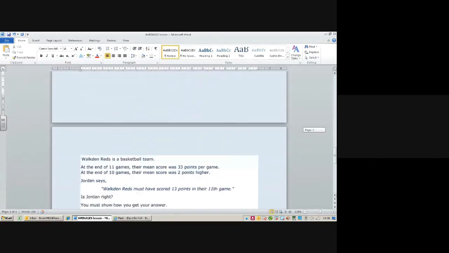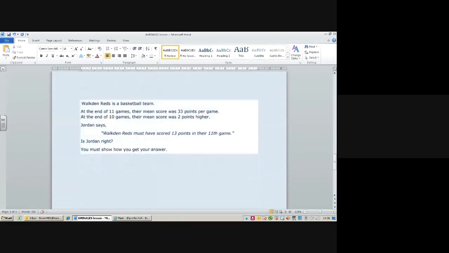So if we look at an example question, this is taken from one of the new GCSE papers. What we need to decide is whether this basketball team scored 13 points in their 11th game. So in 11 games, you got a mean of 33 points per game. So what we need to do is work out the total amount of points you got in those 11 games. So all we would need to do is multiply the mean by how many games you played, and that will give us a total for those games.